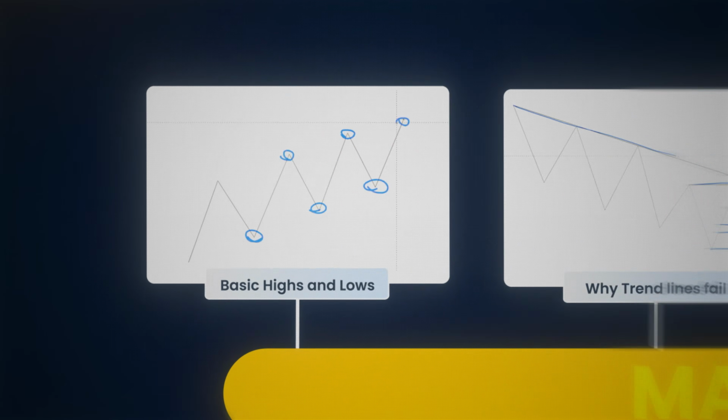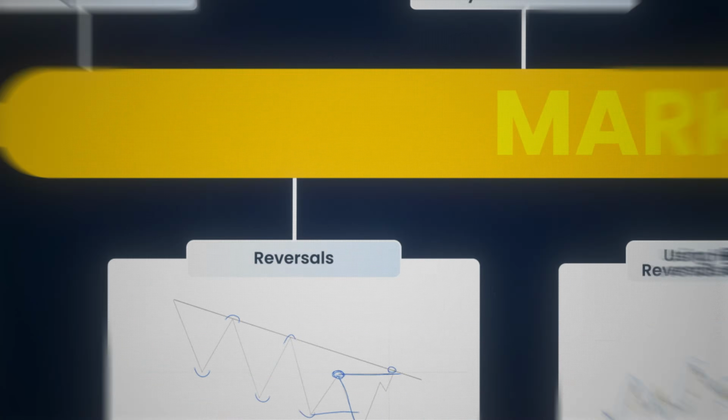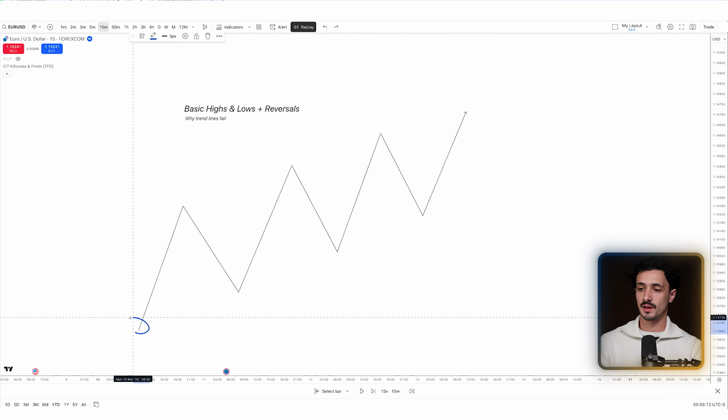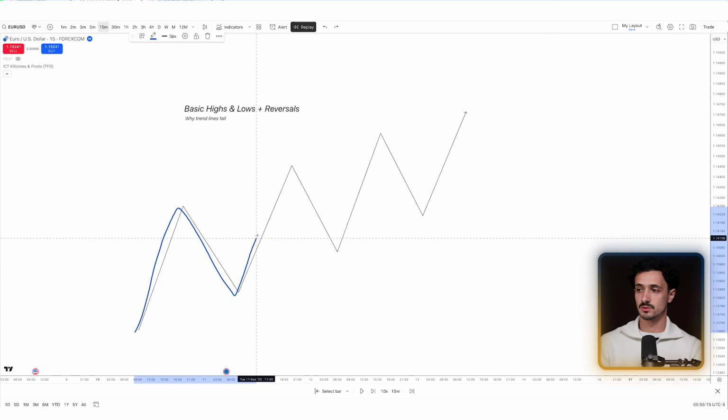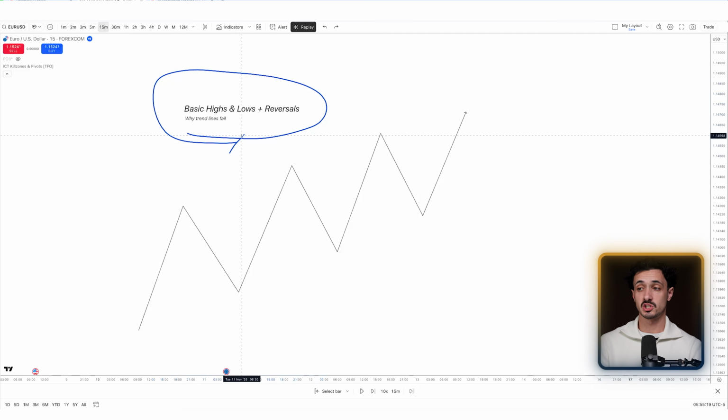And I want to just simply start off with basic highs and lows, understanding reversals, and why trend lines always fail. So we're going to start off with the theory, right? Which is us using this line graph. And then I'm going to take this exact concept and go straight over into the charts themselves to show you how to read this in real time.